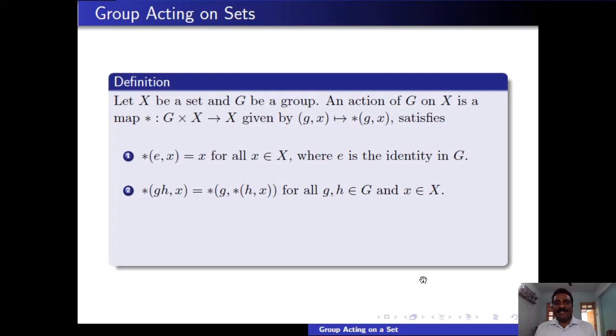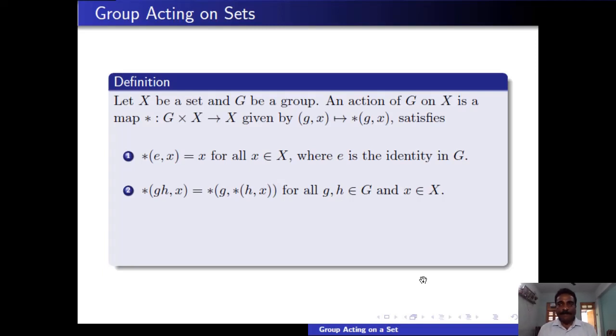So let X be any set and G be a group. It is not necessary that X is related to G. The action of G on X is defined as a map star from G cross X to X, given by the ordered pair (g, x) goes to star of (g, x). And it must satisfy the following properties.